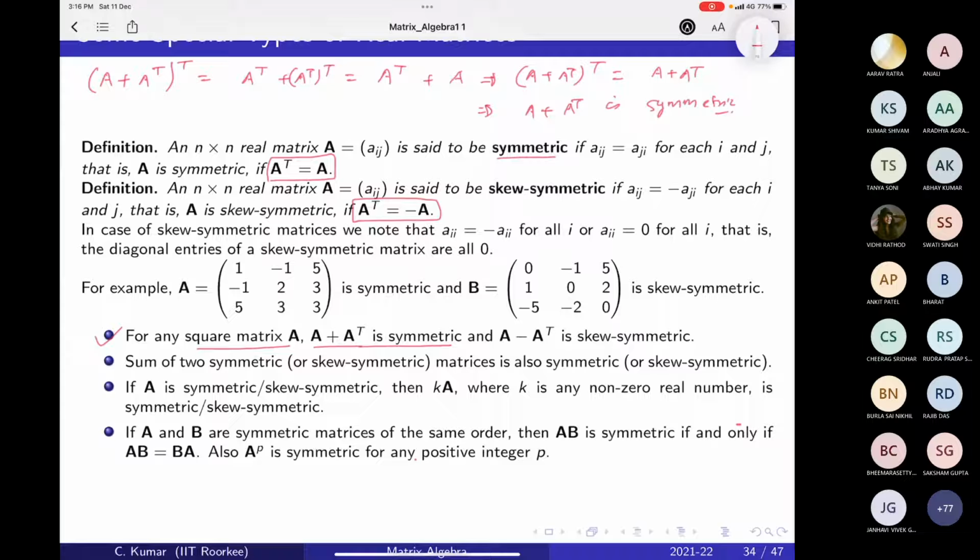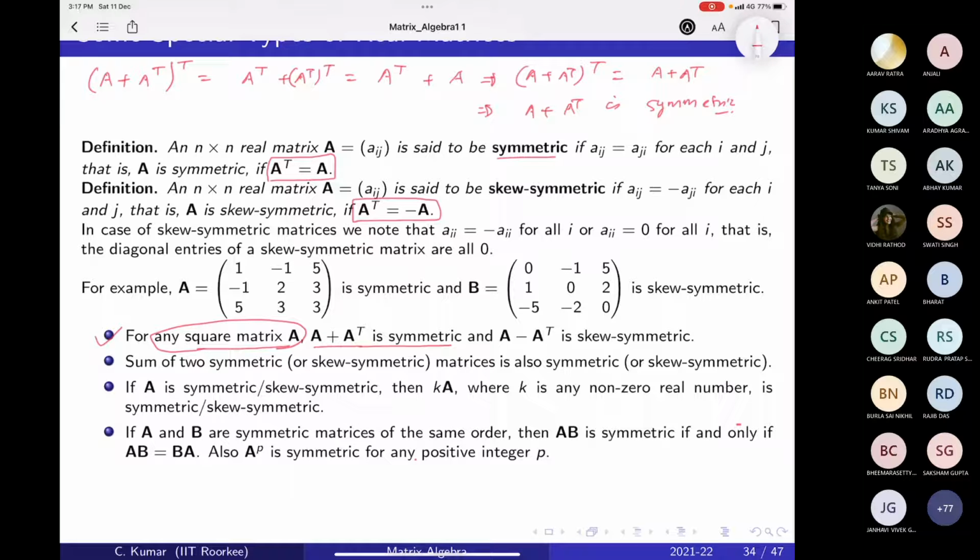Sir, here A can be any matrix, I mean symmetric or skew symmetric? Any matrix, any square matrix. Okay, sir.